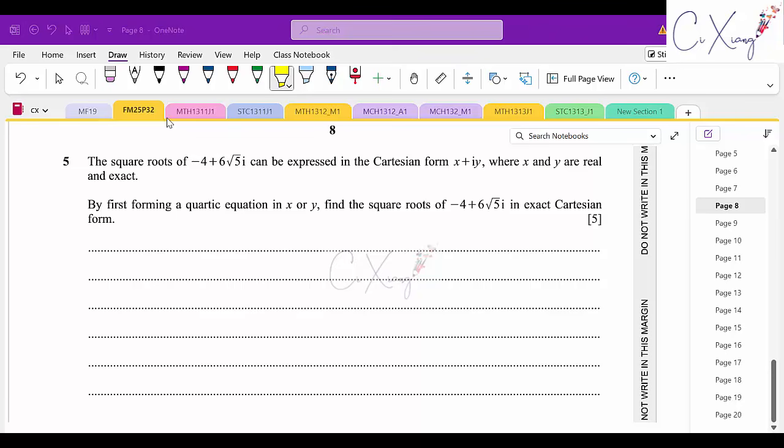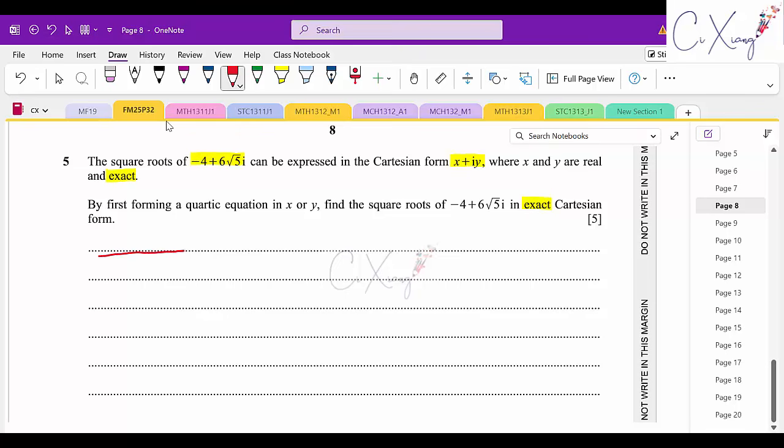Alright, so now we are at question number 5. The square root of this complex number can be expressed in the Cartesian form of x plus yi, where x and y are real and exact. I think you need to highlight the keyword exact, yeah? By first forming the quadratic equation in x or y, find the square root of this complex number in exact Cartesian form. Alright, so you can see that when we take the square root of this complex number, our final answer is still a complex number. Alright, yeah, so to solve this question, what we can do is we try to make it like this.